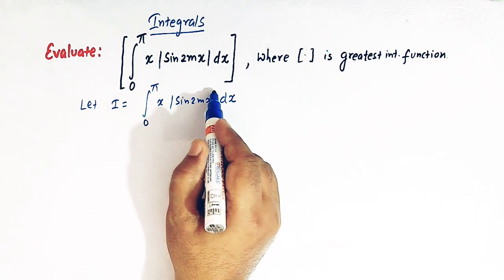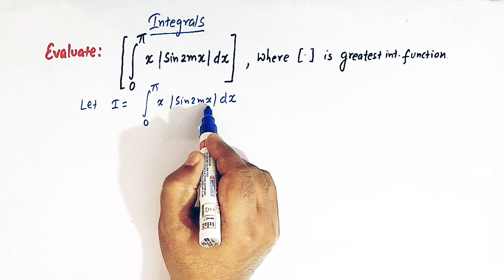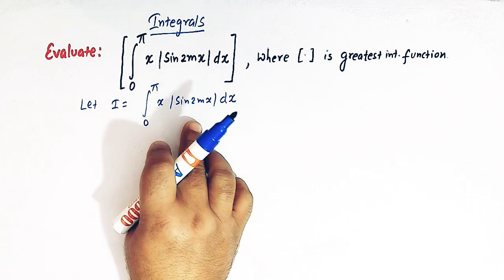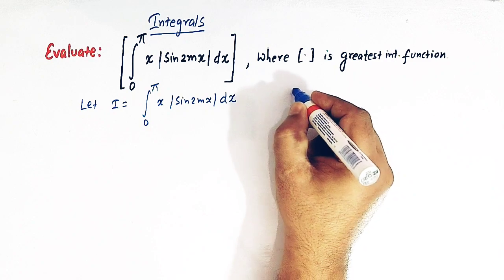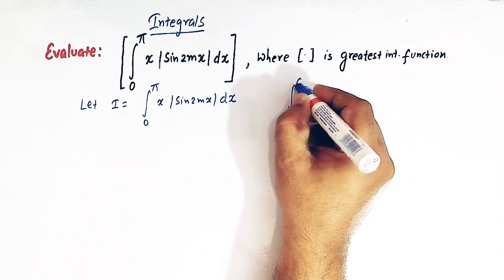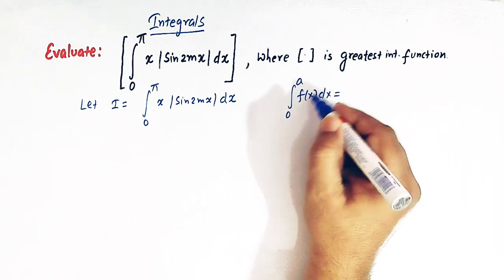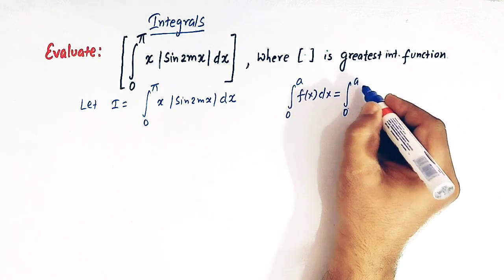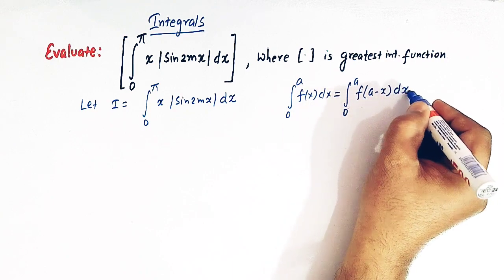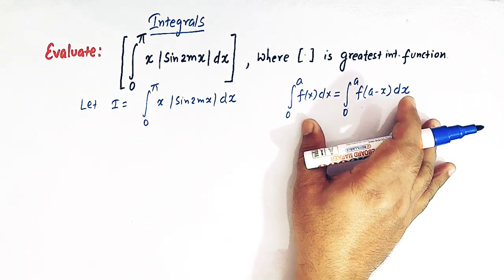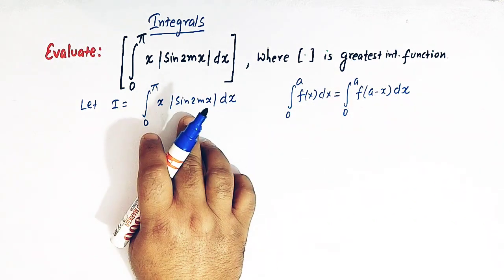Here our integrand is x times mod of sine 2mx. First we will make use of this property of definite integrals: the integral from 0 to a of f of x dx is equal to the integral from 0 to a of f of a minus x dx. This is an important property of definite integrals. So let us apply this property to this integral.